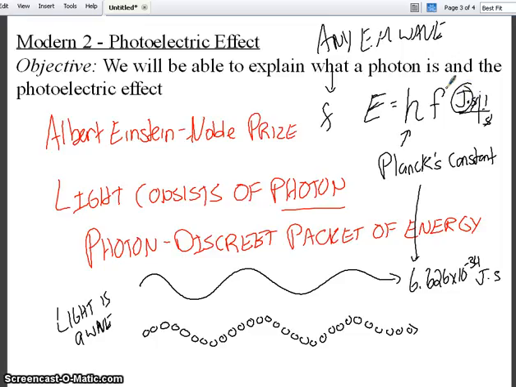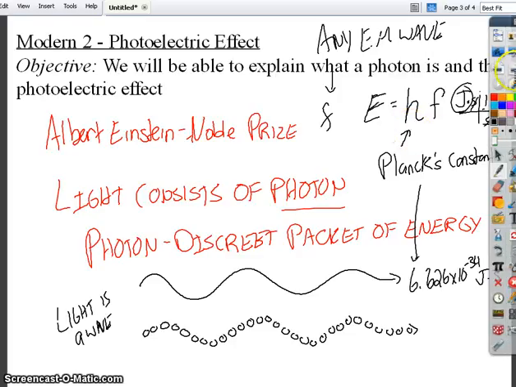So this is going to be one of our main formulas for this chapter: energy equals hf. Just like in mechanics, it was F equals ma, and in waves, it was v equals lambda times frequency. Now it's going to be E equals hf. This is pretty much our base equation.